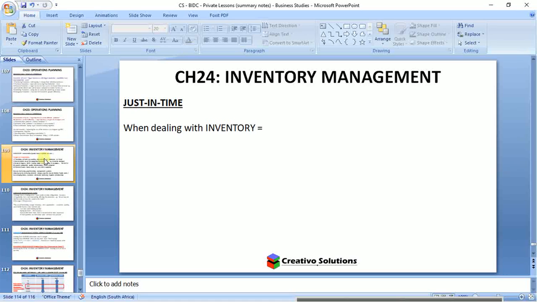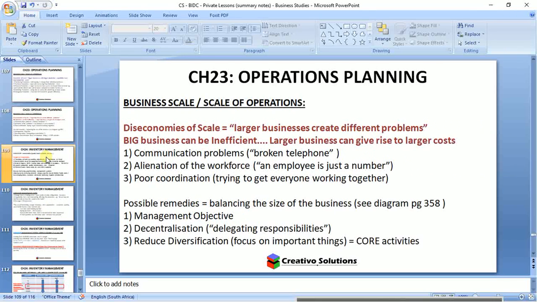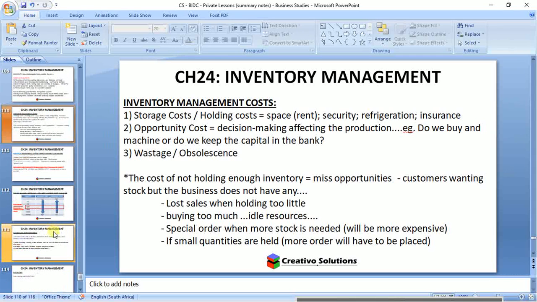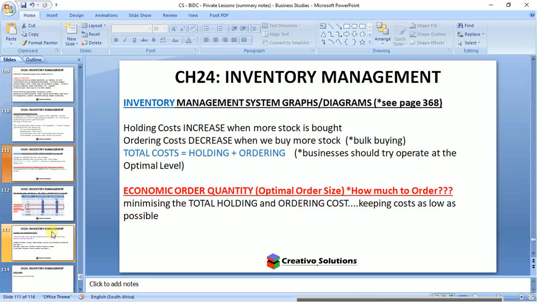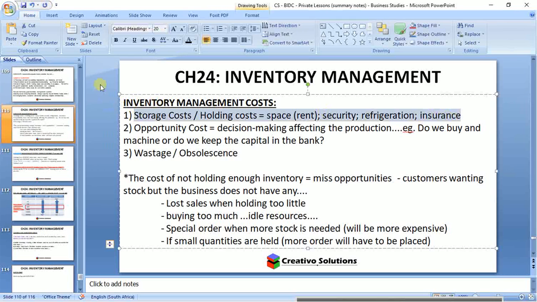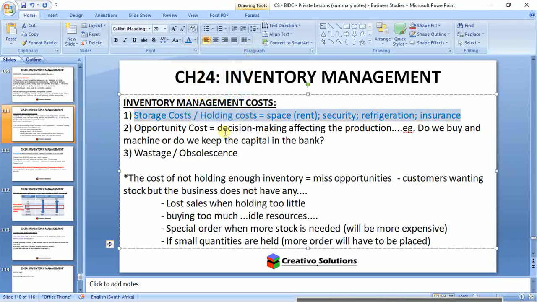Let's go back. Where was this? Where's my holding stuff? Oh, there it is. I want to highlight it. That bit. Okay, when we looked at storage, holding, lots of little costs. Lots of different costs. Okay, let me ask this. When we have an order cost, is an order cost an order cost? Yes. Okay, there's nothing really else.